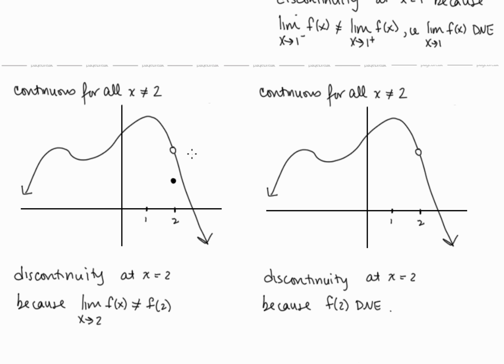Here we have a discontinuity at x equals 2, because the limit as x goes to 2 of f of x is not equal to f of 2. Now we have a two-sided limit that exists, but it's different than the function definition at x equals 2. So this graph is of a function that's not continuous at x equals 2. Similarly, this graph also has a discontinuity at x equals 2, simply because f of 2 does not exist.